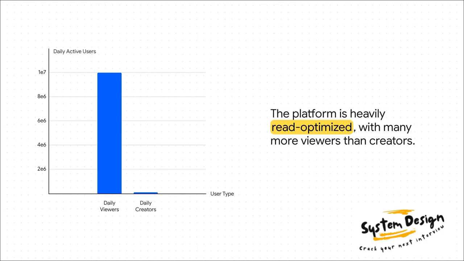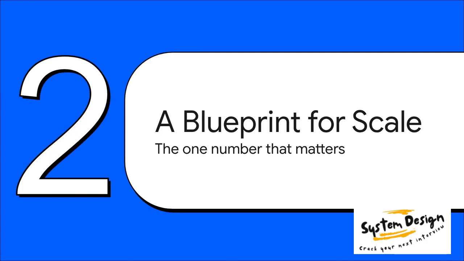And to really get a sense of that scale, just look at this comparison. On any given day, you might have, say, 100,000 people creating and uploading videos, but you've got 10 million people watching them. This massive imbalance between who's creating and who's consuming, that right there is the key to everything. So, knowing that, where do the engineers even begin?